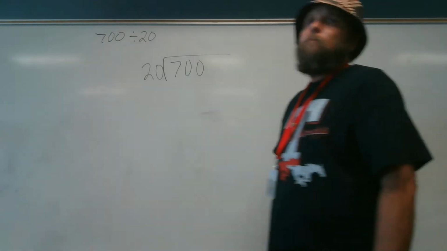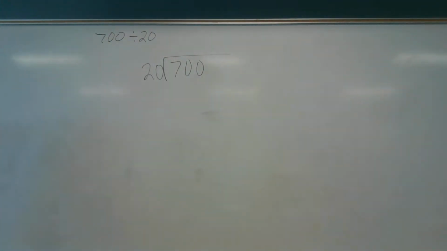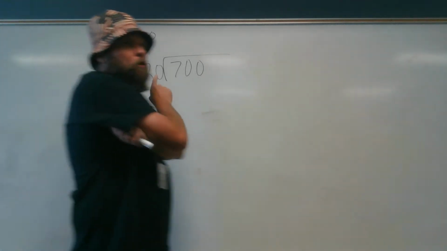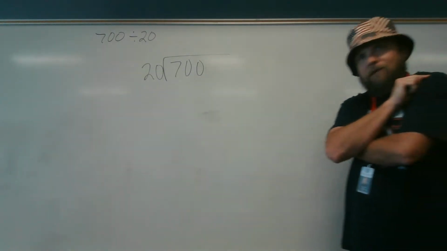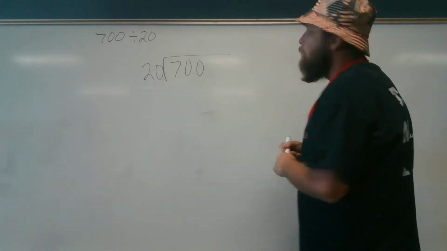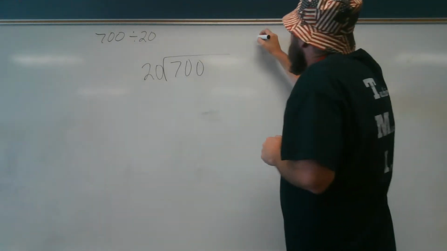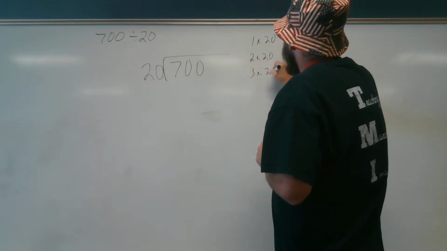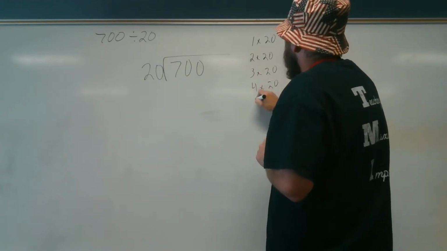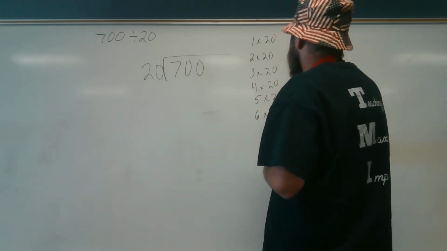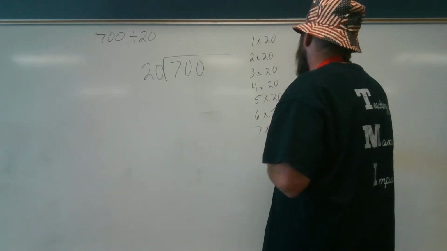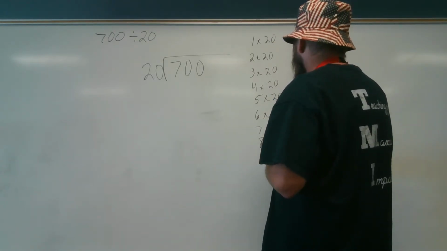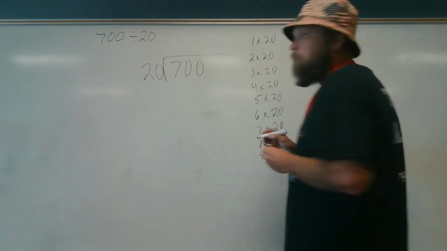Now, the next step that you were asked to do, Sally, do you remember the first thing you were asked to do? Excellent. List your multiples of your divisor. That's Sally. She's right there. List the multiples of your divisor. So we have 1 times 20, 2 times 20, 3 times 20, 4 times 20, 5 times 20, 6 times 20, 7 times 20, 8 times 20, and 9 times 20. We don't have to keep going.